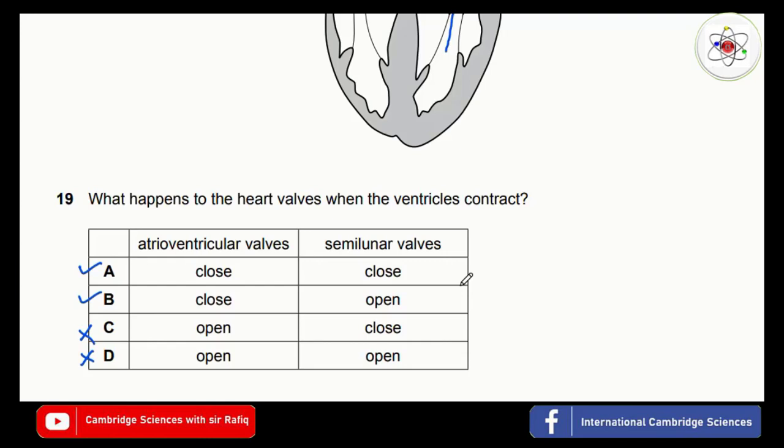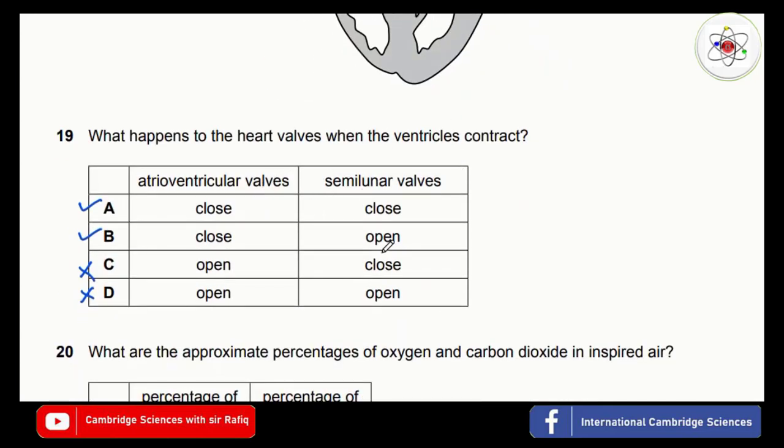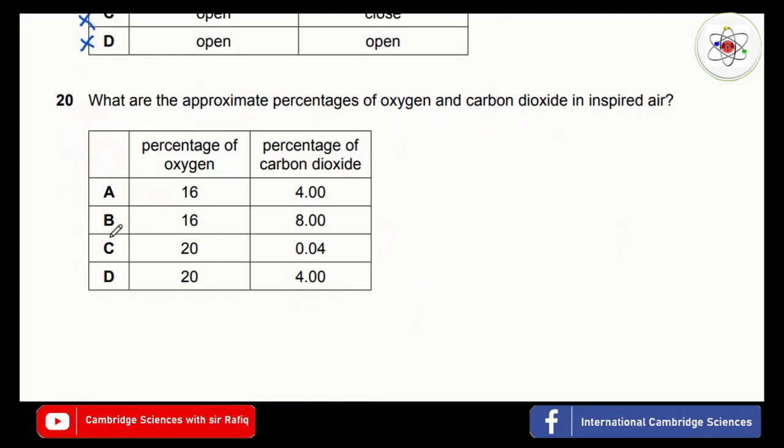Now coming to the semilunar valve. This is the semilunar valve. It should open so that blood is supplied to all parts of the body, because blood circulation is in this manner inside the heart. So the semilunar valve should open and the atrioventricular valves should close. So our answer is B.